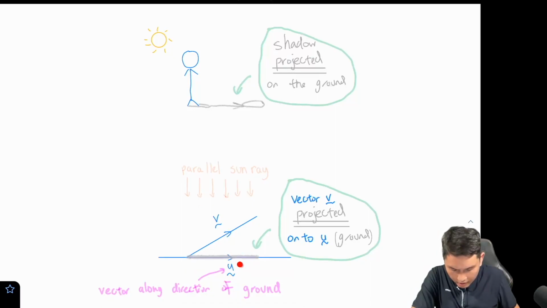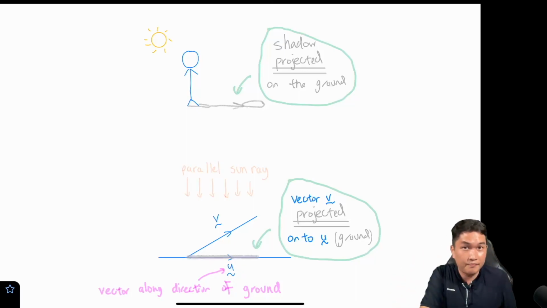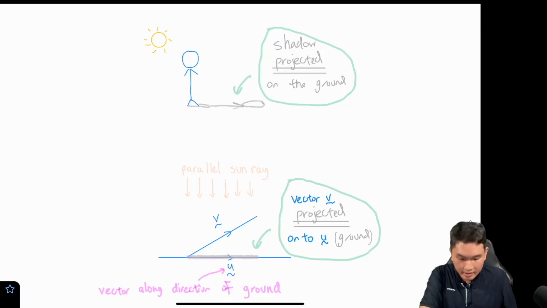Instead of saying ground, this is slightly different. We're going to have a vector traveling in the direction along the ground. Okay, a vector traveling along the direction of the ground. Let's call it U. Then we can say that vector V is projected onto U, just like your shadow is projected onto the ground.